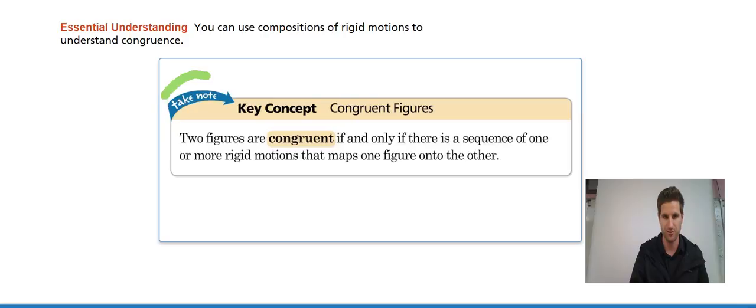So please make sure you write this down. Take notes. You got to write all of it down. Two figures are congruent if and only if there's a sequence of one or more rigid motions. A rigid motion is kind of like an isometry. The shape does not change size, okay? So reflections, rotations, and translations would all be examples of rigid motions. So if we can get a sequence of one or more rigid motions that maps one figure onto another. All right? So let's take a look at a couple examples, and we'll be good to go.